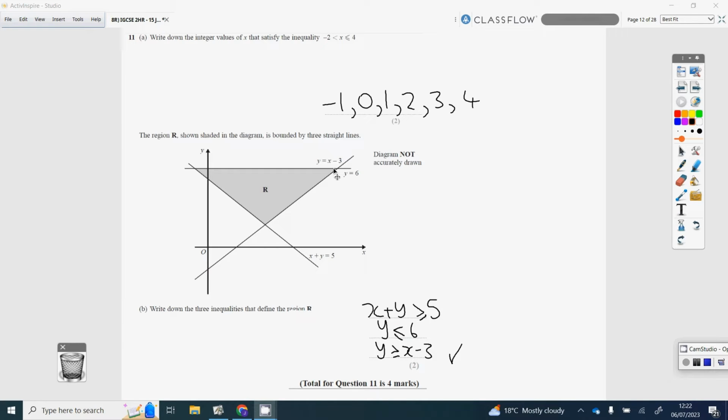Considering y equals 6, well, our region is below that. So y is less than or equal to 6. And then considering y equals x minus 3, well, we're above that one. So that's y is greater than or equal to x minus 3.